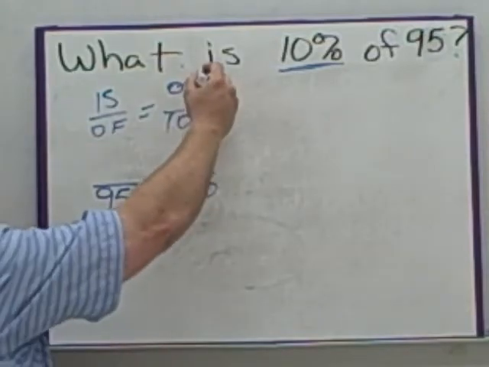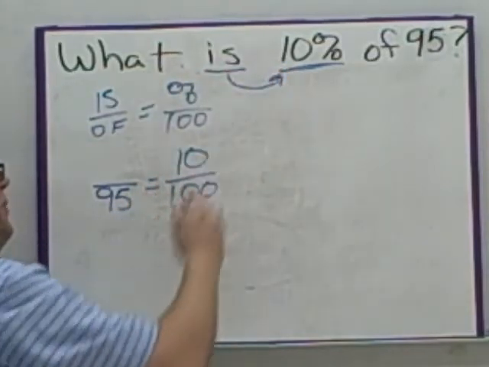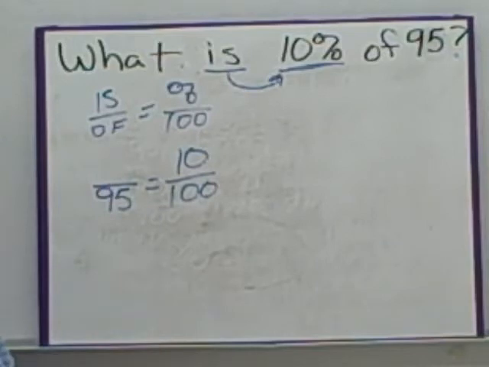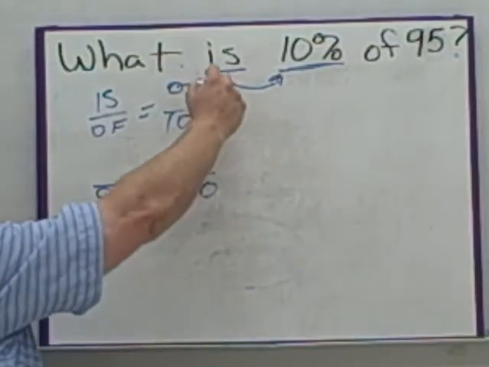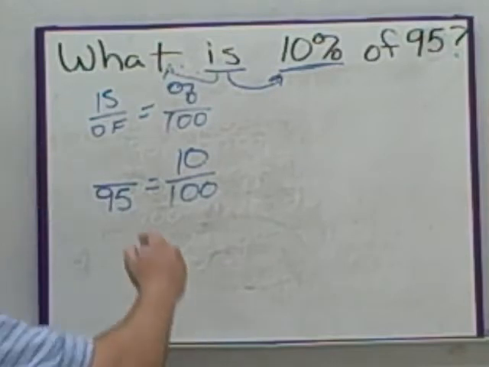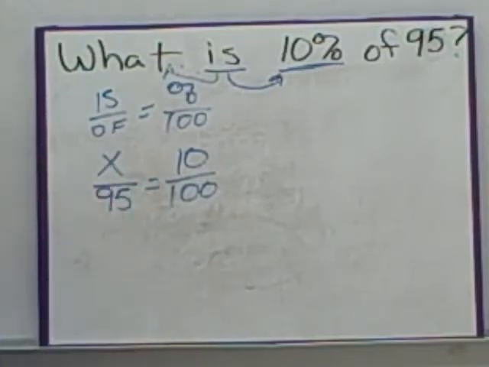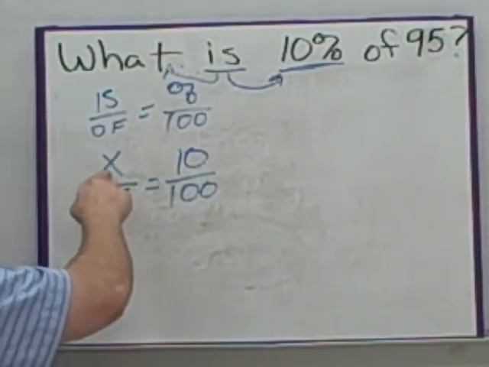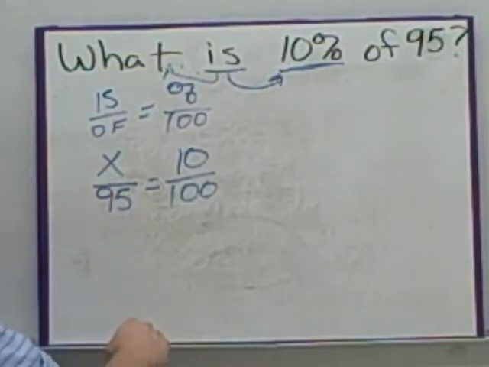Then we need to identify the is. Now, after the word is, we have the 10%. We've already used that. Before the word is the word what. What is our variable, so we're going to put in an x for that. So the is in this turn is the unknown, it's going to be the x.